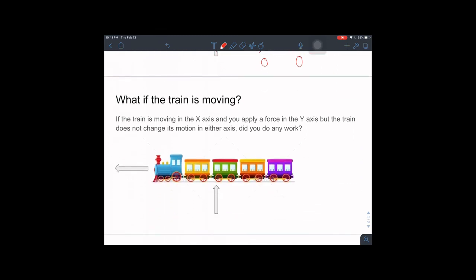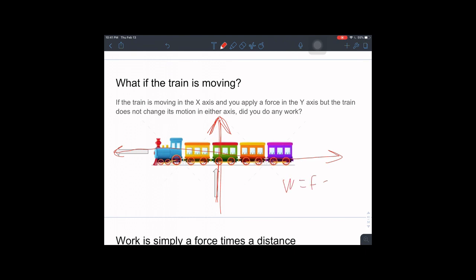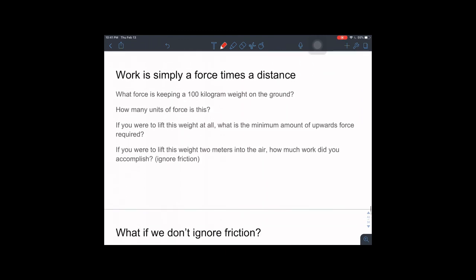This applies if the train is moving as well. As we recall, the axis of motion is this direction. However, the axis of my force is this axis. In this axis, the train experiences no motion. So again, work is force times distance. Distance is 0, and therefore work is 0. Work is simply a force times a distance.